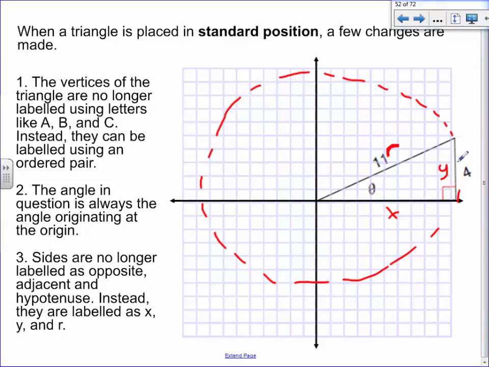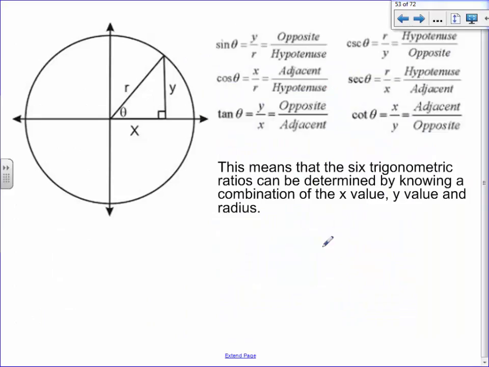So no longer is this side the opposite. No longer is this side the hypotenuse. And no longer is this side the adjacent. The further you get into trigonometry, we usually change the terminology to X, Y, and R. But for now, I'll try to do it in both sets of letters, because really they're just letters. Who cares what letters you use? So that's what I have on this side right here.